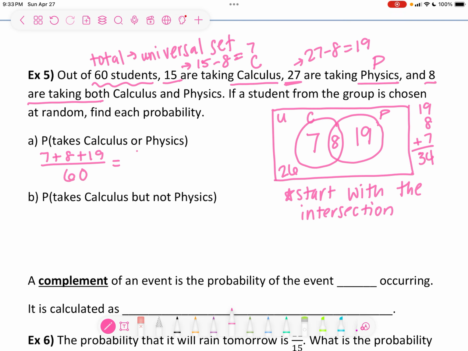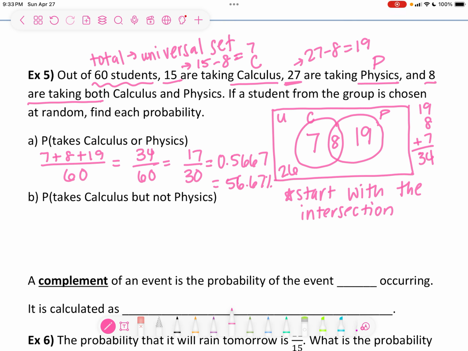So that's going to be 34 out of 60, which if we simplify that, we can divide by 2. We get 17 out of 30. So 34 out of 60, or 17 divided by 30, either way, you're going to get 0.5667 if we round, which is going to be about 56.67%. So more than half take calc or physics.